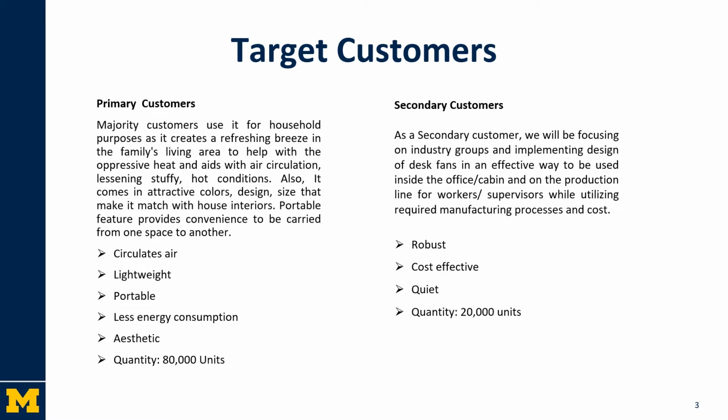For our primary customer, we are looking at households and we want to circulate air, and want it to be lightweight, portable, and aesthetic, and that quantity is 80,000 units per year. Our secondary customer, we need it to be robust, cost-effective, quiet, and that quantity is 20,000 units per year.